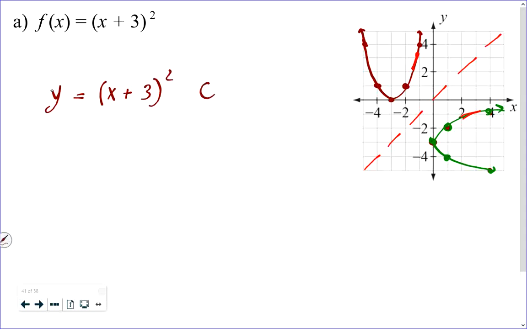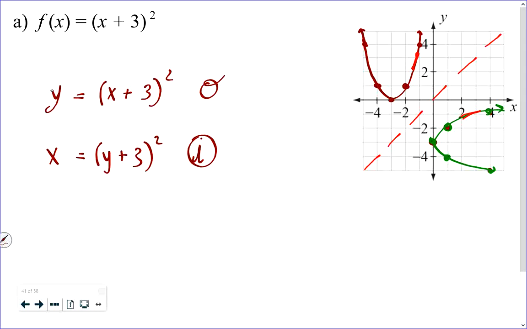so this is the original. All I've done is I've replaced the f of x with y so that I can make sense of it. The inverse will be x equals y plus 3 quantity squared. And now I want to rearrange that for y.